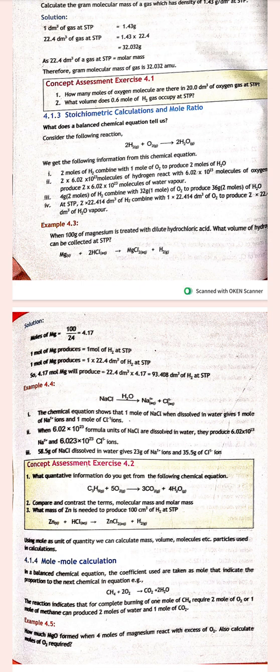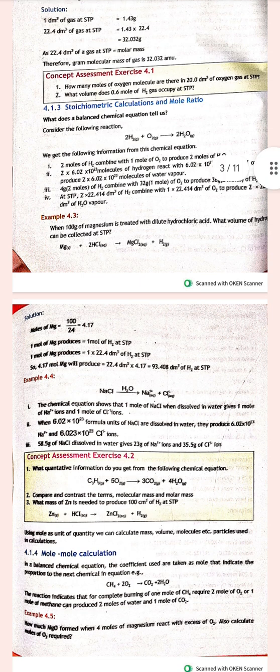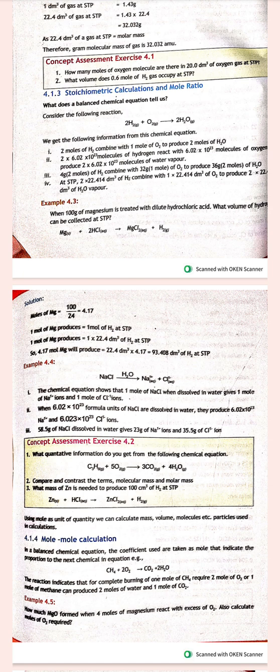Now we have stoichiometry calculations and mole ratio. What does a balanced chemical equation tell us? It tells us how we will calculate the moles and how we will calculate the number of grams. So it tells us about the amount of reactants and the amount of products. So we get the following information.